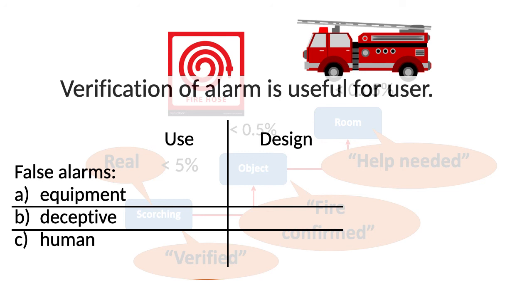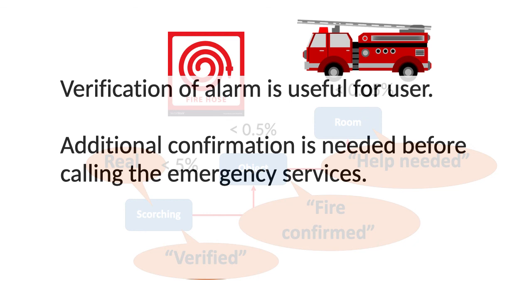However, this is not enough. For the fire service, additional confirmation that there's really a fire happening is needed before calling the emergency services. And this confirmation could be done by a human, or perhaps it could be done by additional equipment in the fire detection installation. Thank you very much for your attention.